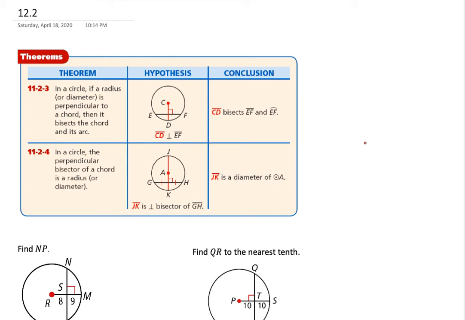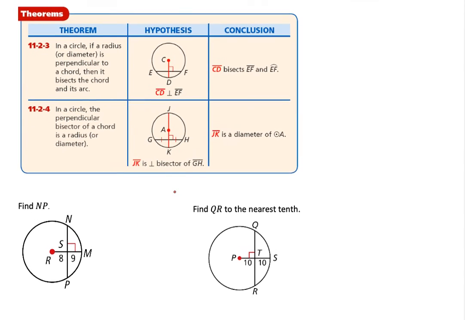Here is a few more theorems. In a circle, if a radius or diameter is perpendicular to a chord, then it bisects the chord and its arc. Also, in a circle, the perpendicular bisector of a chord is a radius. Now, this is probably the trickiest part about this lesson, and not because it's difficult to do or understand, but because it's easy to forget how to do it. So these are easy to forget theorems.